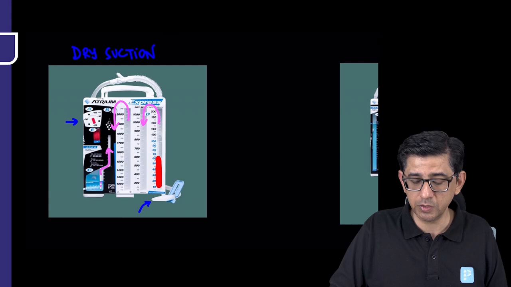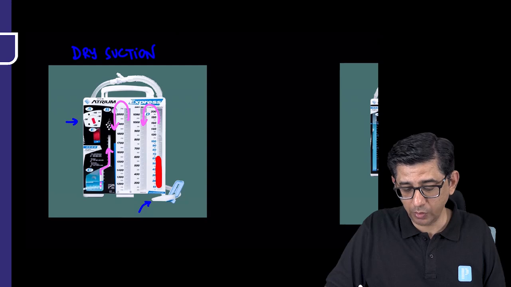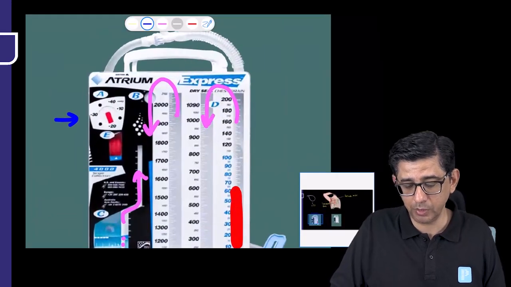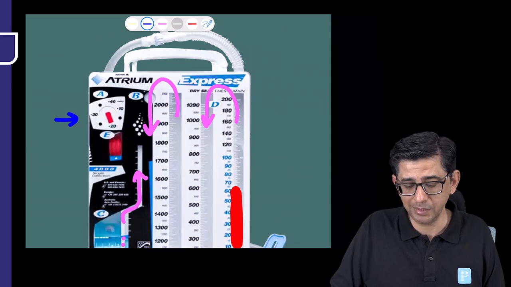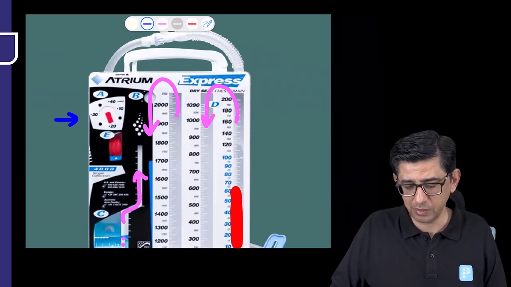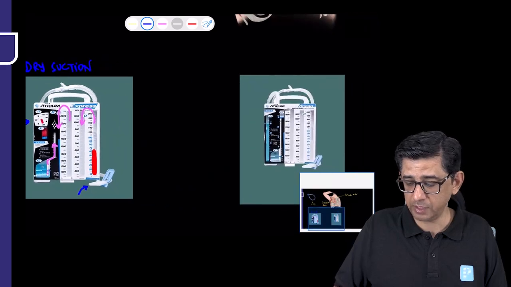But if they give you an image of this underwater seal collection bag, and you can notice this orange display in which pressure values are also written, -10, -20, that means it is a dry system, and this can be compared with the wet suction system.